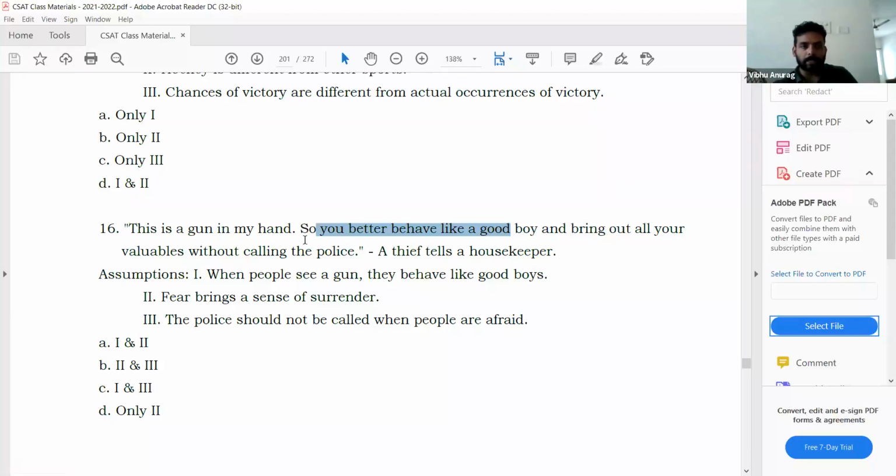So if he already believes that when people see a gun, they behave like good boys, there is no need of giving a warning. He thinks that he may call the police or do something. That's why he's giving a warning. 3 is eliminated because if he already believes that people should not call the police when they are afraid, there is no need of giving a warning. The thief is suspecting that this person may get scared and call the police. That's why he's saying, bring out all your valuables without calling the police. A correct assumption would have been people may want to call the police when they are afraid. That would have been a correct assumption.